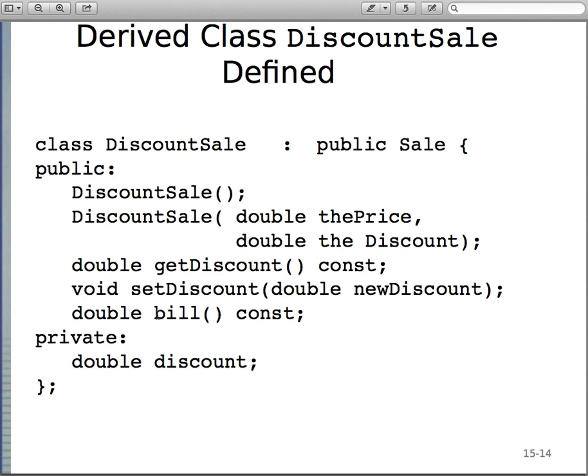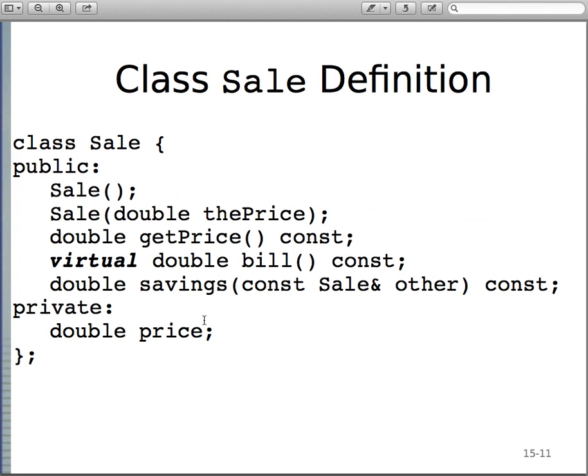And then here you see that you're overriding the virtual member function bill from the base class. So let me just scroll up again. Here is our virtual double bill, which is a const. That is, it doesn't change any of the data members in this class. All it does is compute something and return a double.